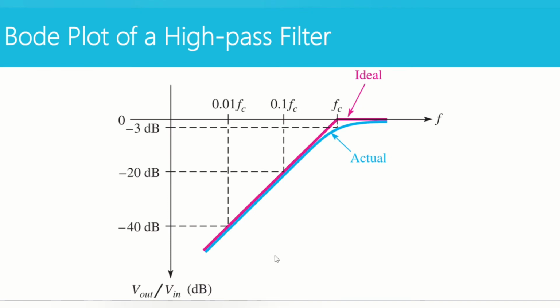Here's a Bode plot for a high pass filter. We can see that the curve looks a little bit different here. Now we can see that after the critical frequency and beyond, these are the frequencies that are allowed to pass through the filter. And as we get lower than the critical frequency, these are the frequencies that are rejected by the filter. And the output voltage that is allowed to pass becomes less and less the smaller that the frequency gets.